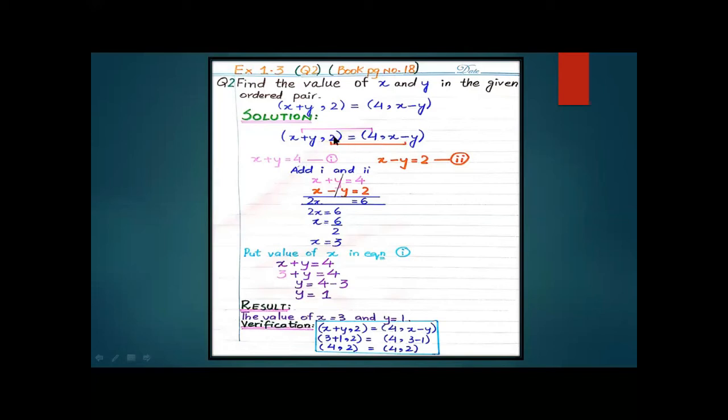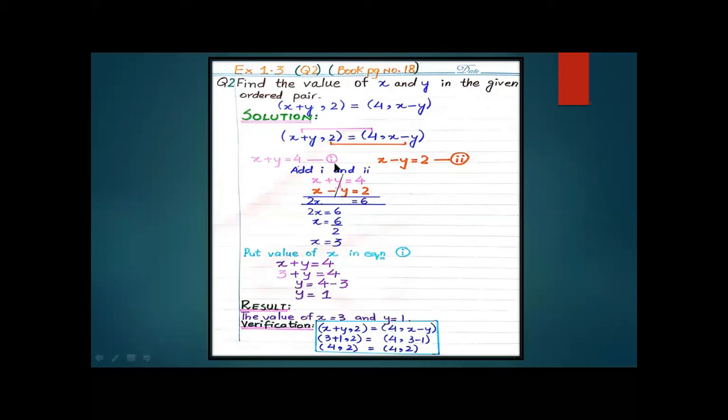Now equation number 2. The y ordinate of both ordered pairs: x minus y is equal to 2. They are equal. The x ordinates of both ordered pairs are equal, and the y ordinates of both ordered pairs are equal.